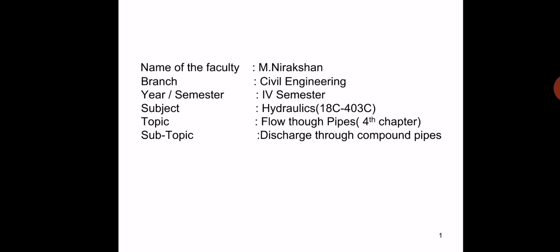Here let us consider L1, L2, L3 as the lengths of the compound pipes, and capital L as the length of the equivalent pipe. Similarly, D1, D2, D3 are the diameters of the compound pipes, and D is the equivalent diameter of the pipe. Similarly, V1, V2, V3 are the velocities of the compound pipes, and V is the equivalent velocity.